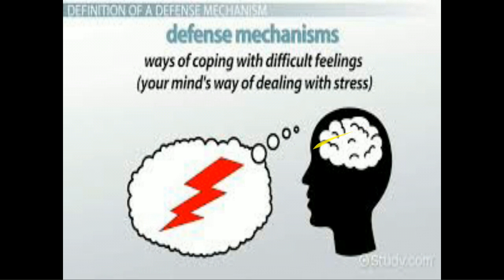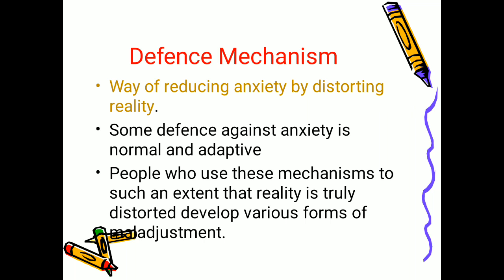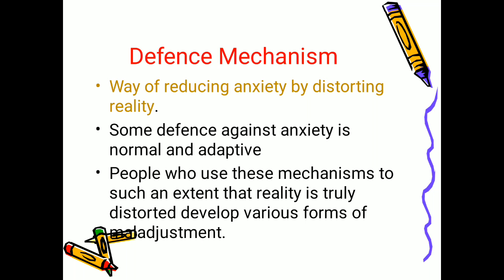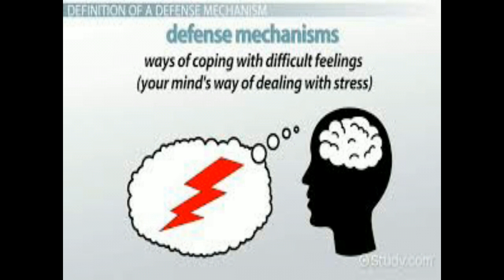Now, defense mechanism is the way of coping with difficult feelings. If I say that you are reducing your anxiety by distorting reality, therefore you are coping with difficult feelings. Anxiety is a kind of feeling that we have for something, that we want to hide from others, and we want to put in our own unconscious mind. So this is what defense mechanism is, the way of coping with difficult feelings, your mind's way of dealing with stress.